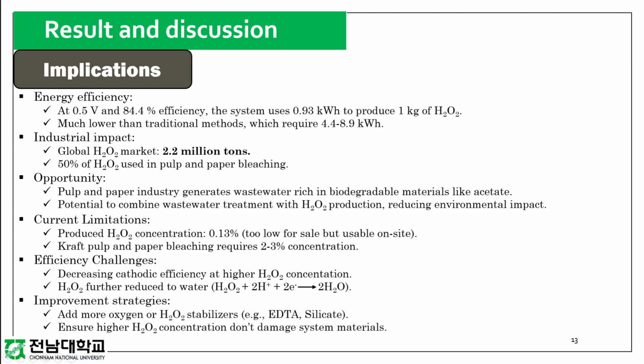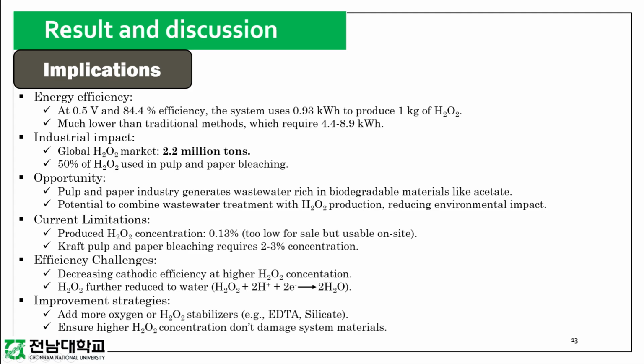The global market for hydrogen peroxide is approximately 2.2 million tons, with 50% of it used in pulp and paper bleaching. Notably, this industry also generates wastewater rich in biodegradable materials like acetate. This presents a great opportunity to integrate wastewater treatment with hydrogen peroxide production, ultimately helping to reduce the environmental impact of the industry. To make this system practical, we need to implement some improvements.